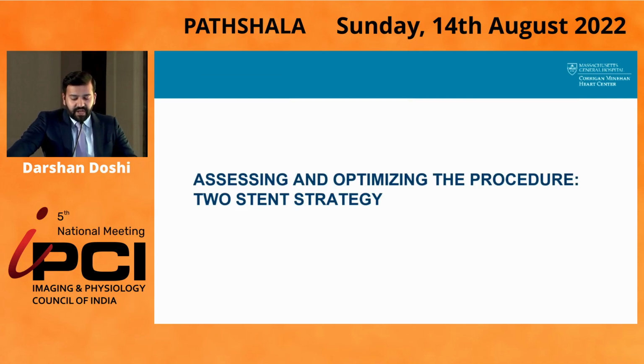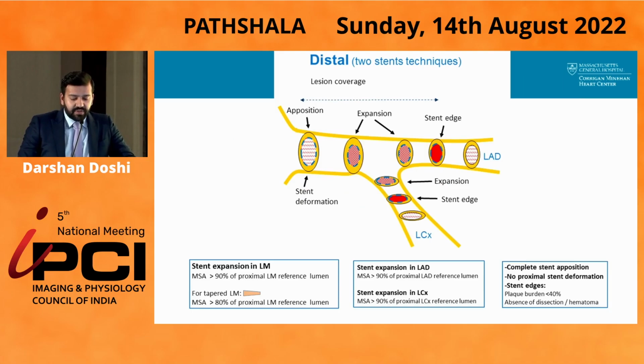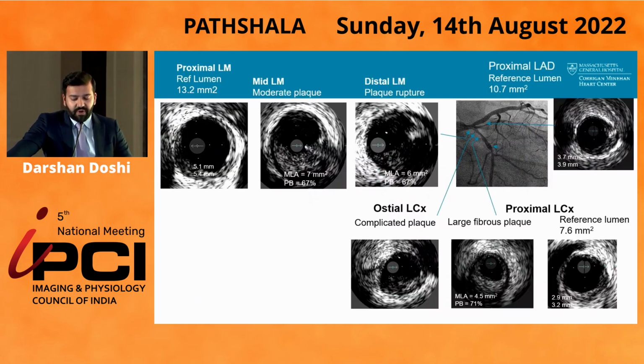Now let's talk about assessing and optimizing the procedure via two-stent strategy. Again, you're going to use the same thing where you're going to use the distal references in your LAD and your circ to make sure that you're getting appropriate expansion. Here, you're also going to make sure that there's no stent deformation at the proximal portion. So in this case, essentially, you can figure out what the proximal reference is, and you're going to use that for the left main portion. Then you're going to use your healthy distal portion in the LAD to figure that out. And then in the circumflex, you're going to use the distal reference here.